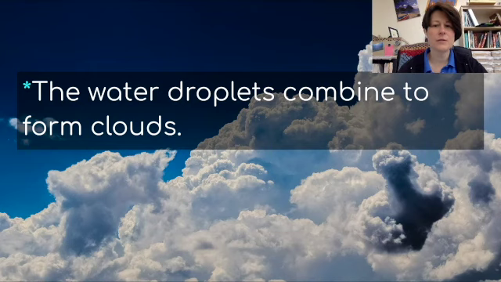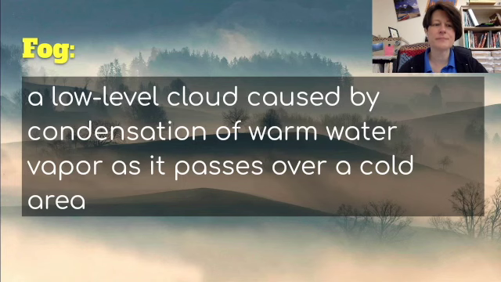So that's what we're seeing up in the sky, these big collections of water droplets, water floating around in the atmosphere. Now, if you've ever wondered what it's like to walk in a cloud, you've probably done it before because you've walked through fog. And fog is a low-level cloud caused by condensation of warm water vapor as it passes over a cold area. So fog forms in a very similar manner to clouds. You are walking through a cloud when you're walking through fog.